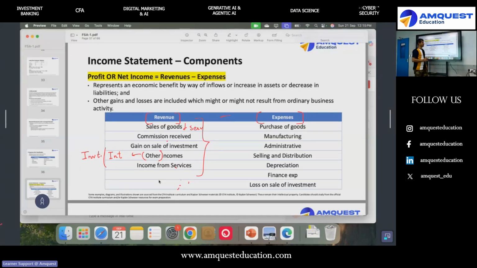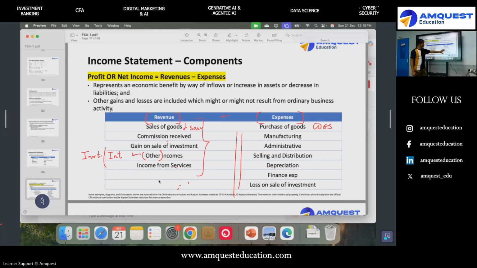On the cost side, by function, you will show all the purchase of goods, right? Basically all the COGS will come first. Then you will have manufacturing, admin, S&D, depreciation. These lines are important, and only these lines are important. Do you see rent here? No, it's sitting here. Do you see depreciation? No, it's sitting somewhere here. So all these lines are important.